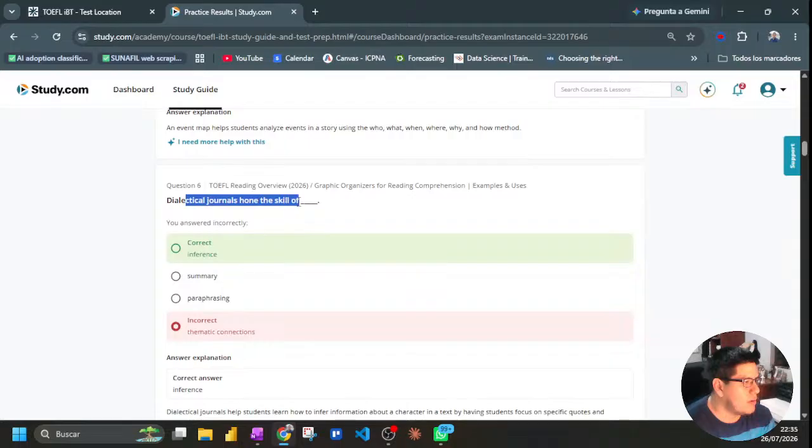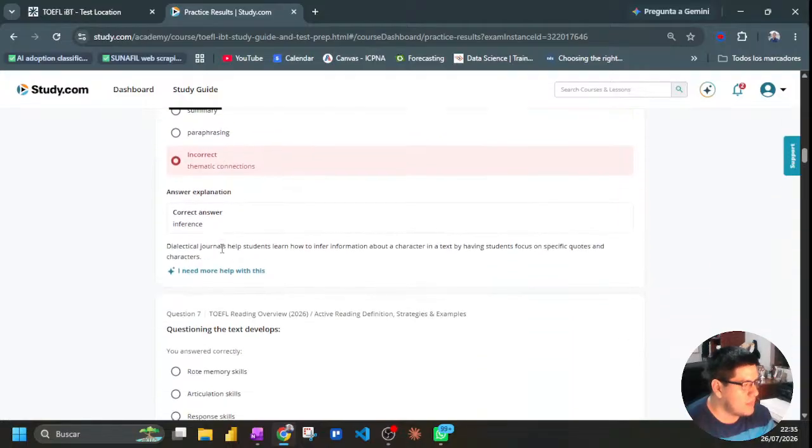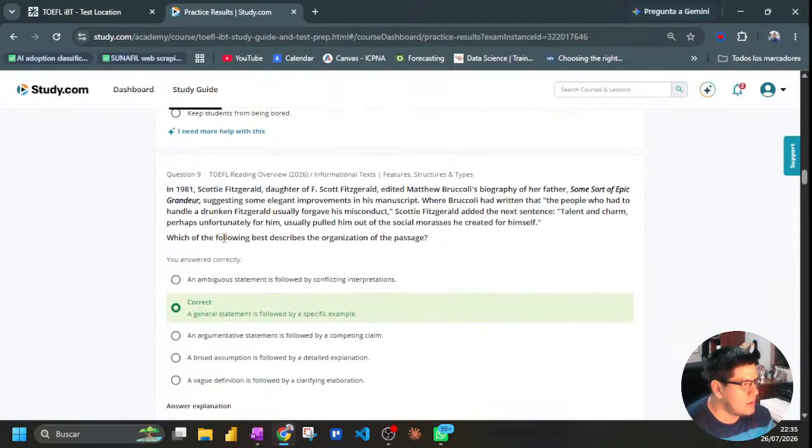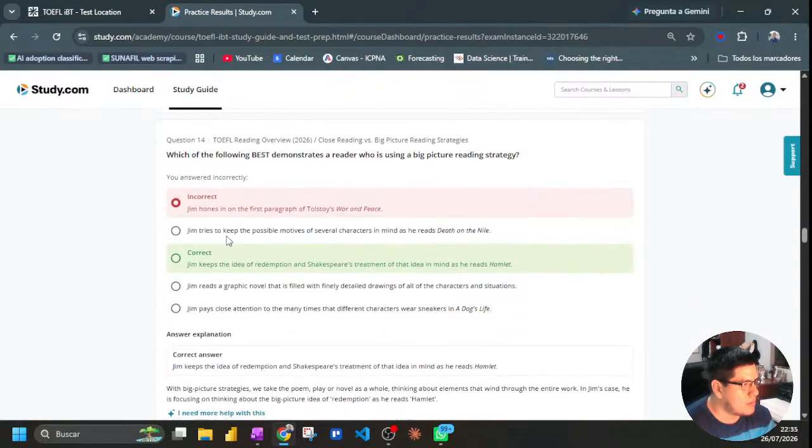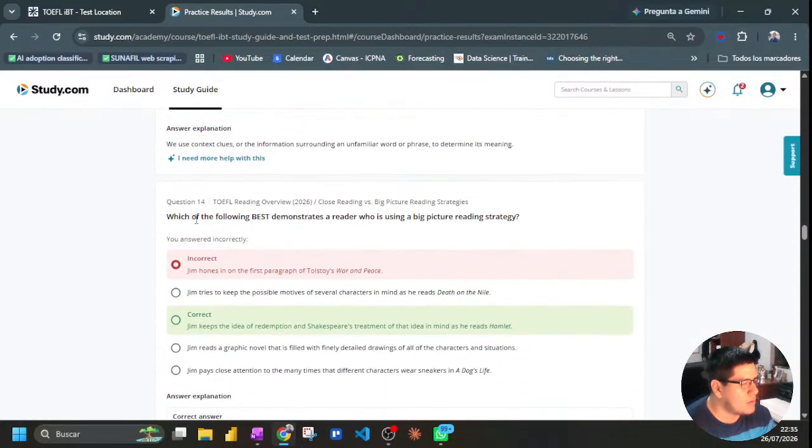Dialectical journal on the scale of inference. Yeah, I think I remember that. That's good. Which of the following best demonstrates who is using a big picture? Estaba muy seguro de ese también, the first paragraph, but it's not like using the big picture. Yeah, gives the idea.